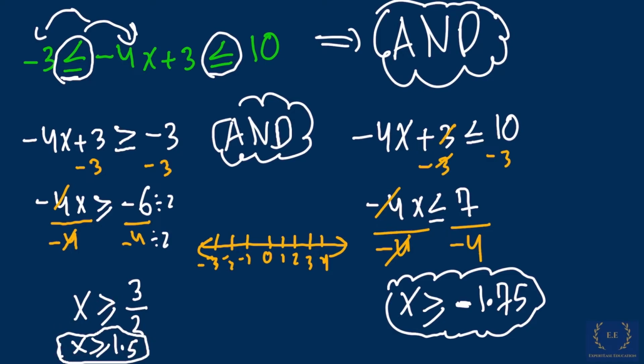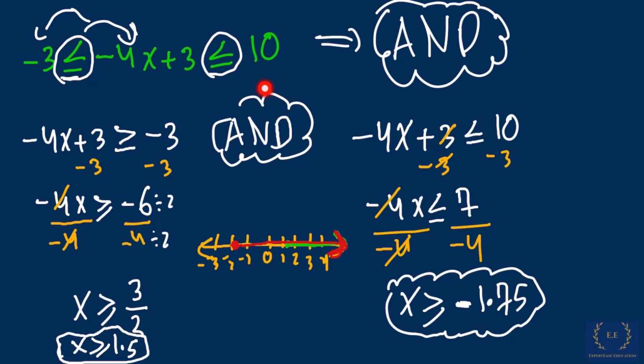I have x is going to be more than or equal to 1.5. This is 1.5. Here we have a solid point, greater than or equal to. And x should be more than or equal to minus 1.75. So minus 1.75 would be somewhere here. So I'm going to go all the way as well. Now, where do you notice they meet?